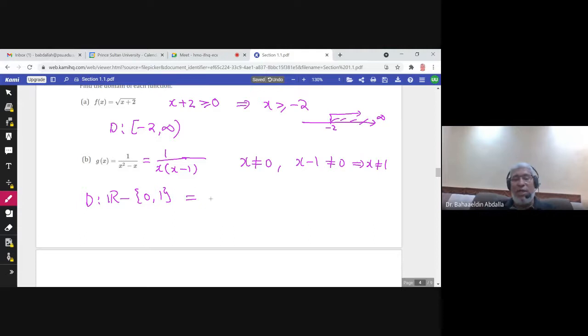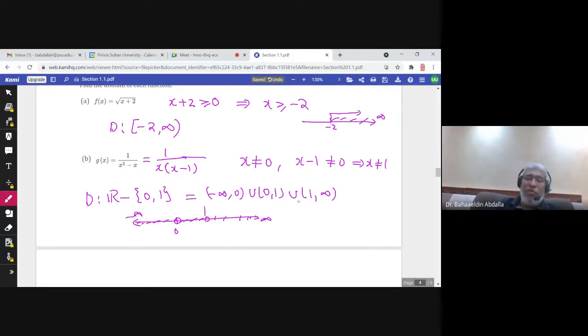Or we can write it as follows: 0 shouldn't be there and 1 shouldn't be there, but all other numbers from negative infinity to infinity are there. So I can write it in interval notation: from negative infinity to 0, union from 0 to 1, union from 1 to infinity. So this means all the real numbers except 0 and 1.